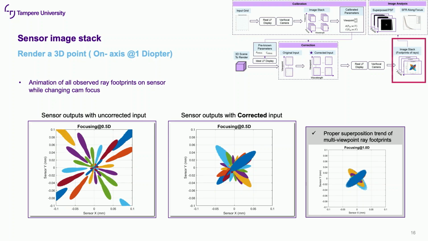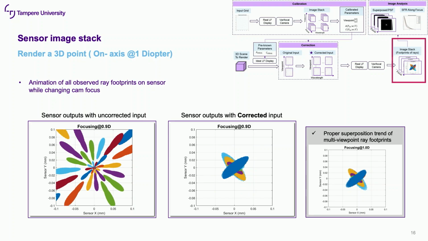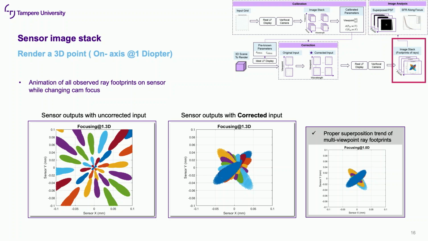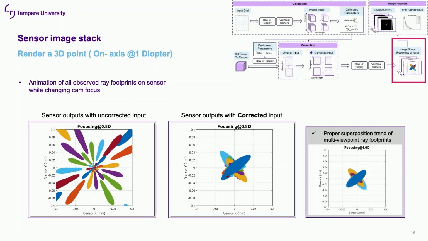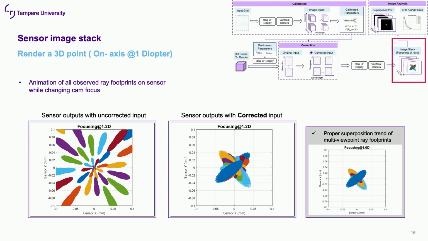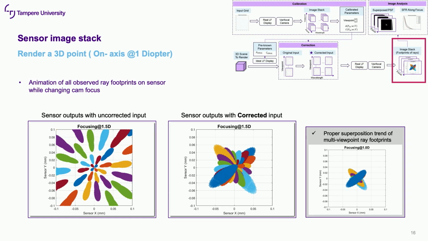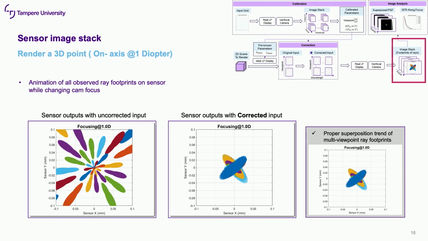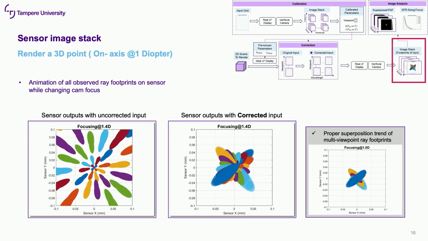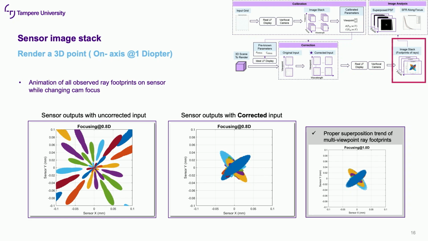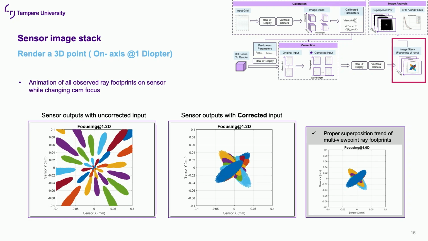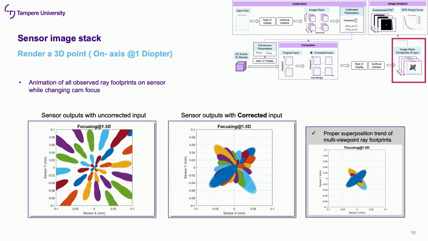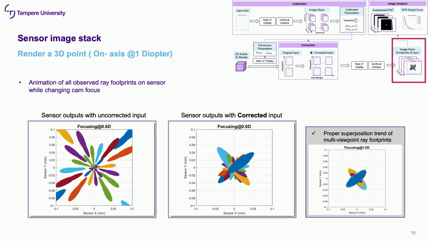Here, we have the animation in the middle in the corrected case. On the left side, for comparison, we're also showing an animation with uncorrected input, synchronized with the corrected one. As we anticipated, in the corrected case, the footprint patterns from different viewpoints and different wavelengths follow a proper trend. Here they come close together and then diverge. Notably, the centers of the patterns overlap perfectly when the camera focuses at the depth of 1 diopter.